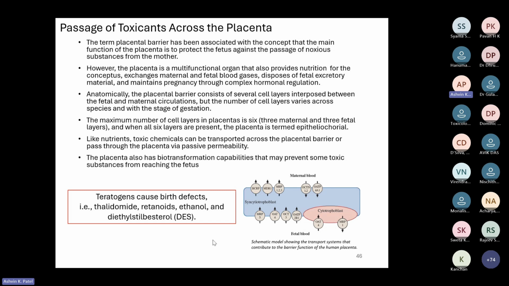Anatomically, the placental barrier consists of several cell layers. There are approximately 6 layers in the placenta. So like nutrients, toxic chemicals can also transport through the placental barrier and produce toxicity.